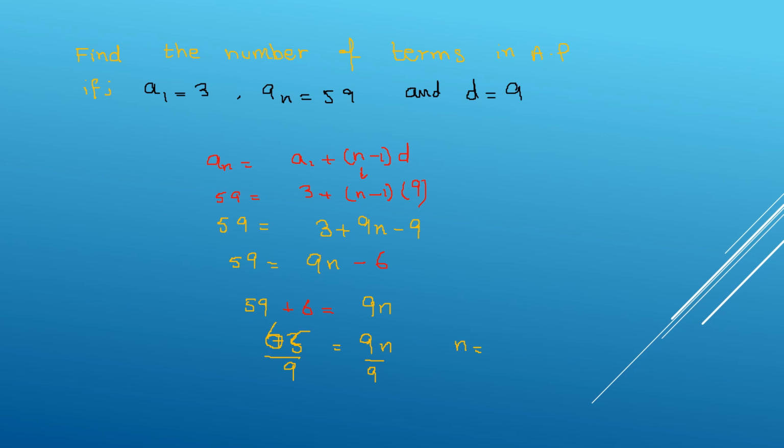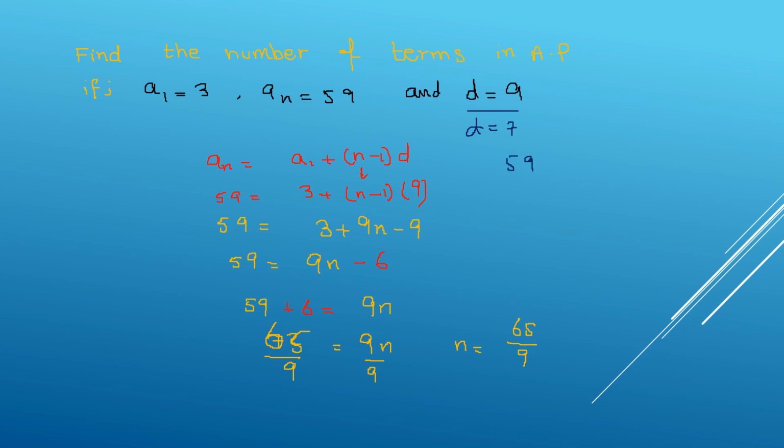So what we get is 65 over 9, which is actually not a natural number, because 9 sevens are 63. So the given information for the sequence is not correct, because n must give a natural number. If I change the problem, say if I take d to be equal to 7, then let's see what happens.